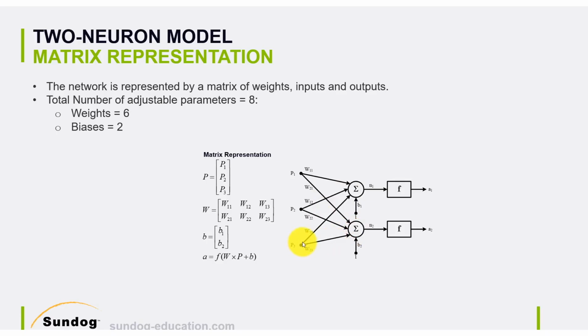And then here we have 3 going to 1, so input 3 going to 1 is weight 1,3. And then we have weight 2,3. And then we have a bias: bias 1 and bias 2. We apply activation functions again, generating A1 and A2.